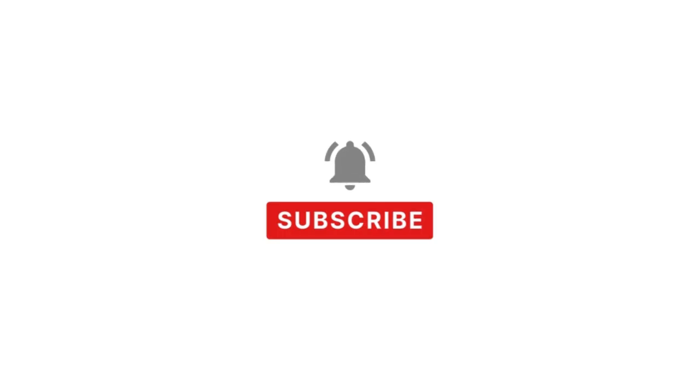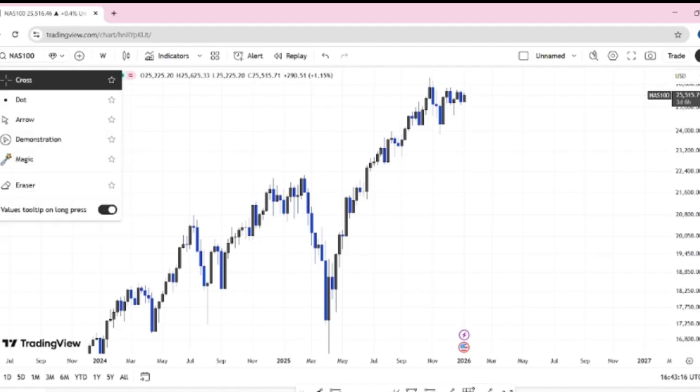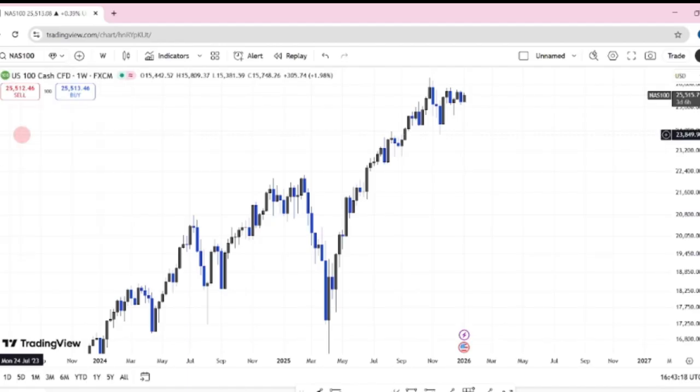So the first pair on our list that I'll be looking at for the midweek analysis is NAS100. On my screen here we have NAS100 on the weekly time frame. So let's get straight into the chart and I will walk you through the process of analyzing NAS100 and a possible trade setup for the midweek.